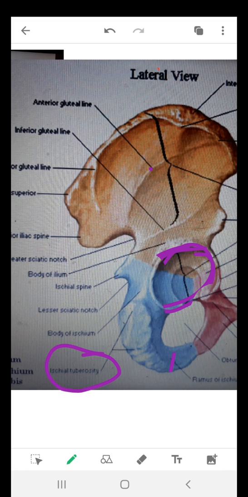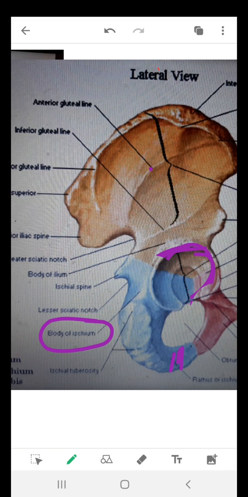So we have mentioned two things now: the inferior ramus of the ischium, and the ischial tuberosity. A lot of things are going to be attaching here. A lot of magic is going to be happening here at the ischial tuberosity. Another part that the ischium has is the body. So this is called the body of the ischium.